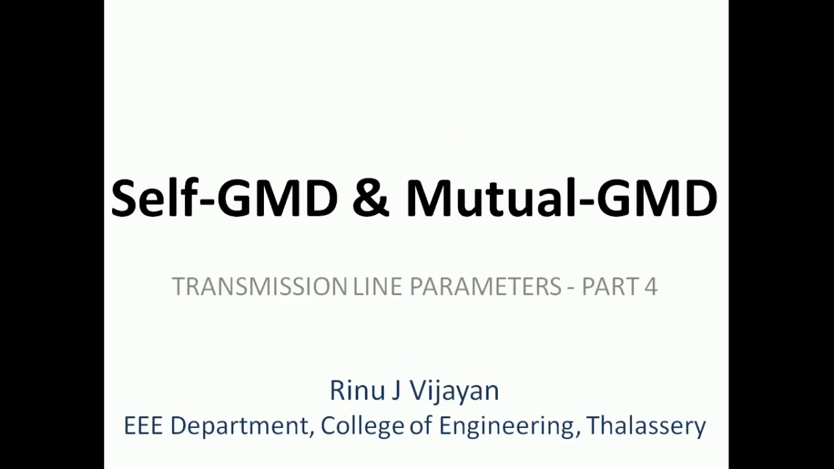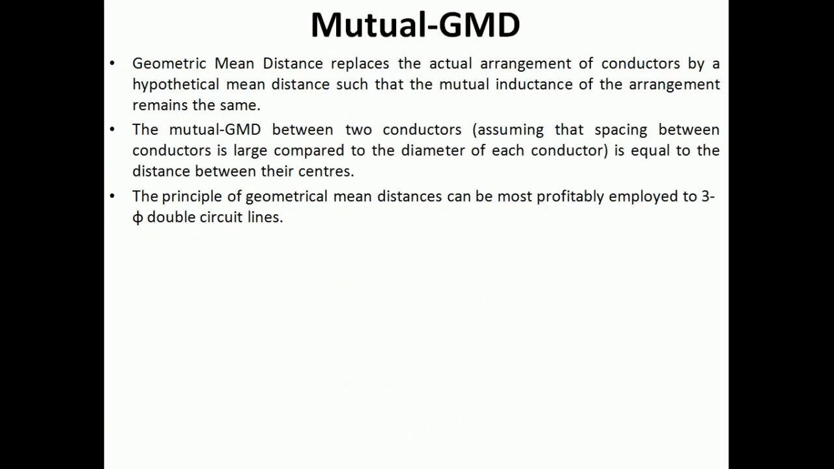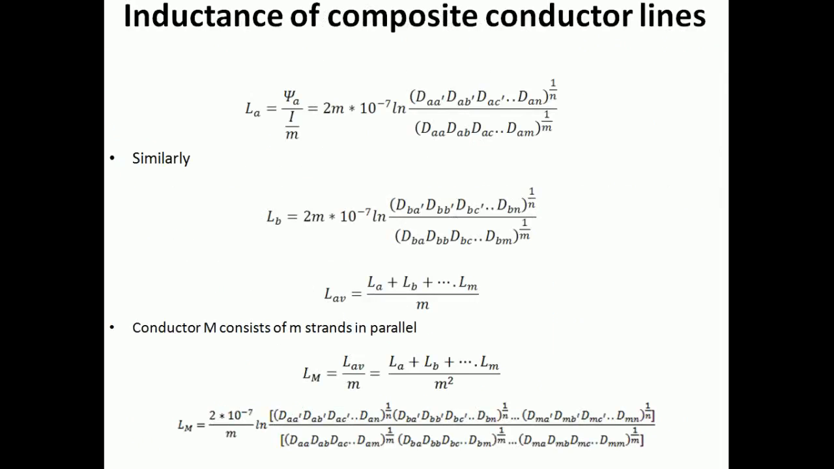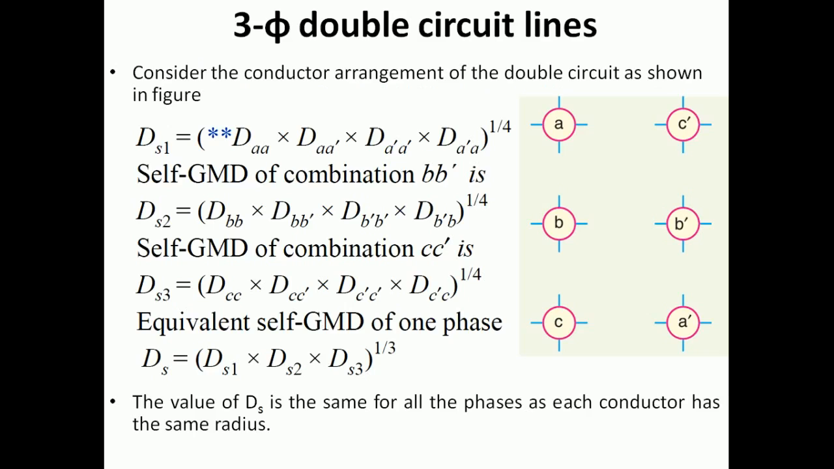So in today's session we have discussed in detail about the self GMD and mutual GMD. We had started with the definition of self GMD and mutual GMD. Then we have considered the composite conductor system and we obtained its inductance derivation. Then we have seen a three-phase double circuit system. There I very well explained the purpose of double circuit lines rather than single circuit one, and why these conductors are placed like this, that is also clearly explained.